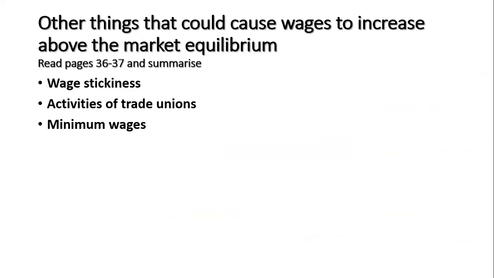Okay. On page 27, then, if you can read pages 36 and 37, and then if you can summarize on the three following aspects of wage stickiness, activities of trade unions, and the minimum wages. Okay, once you do that, that should finish your lesson for today.